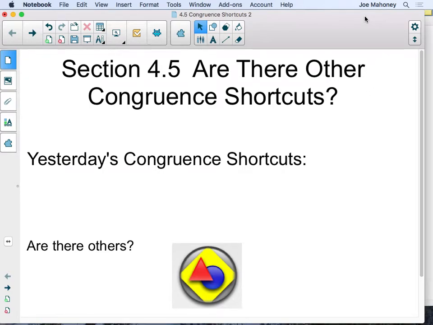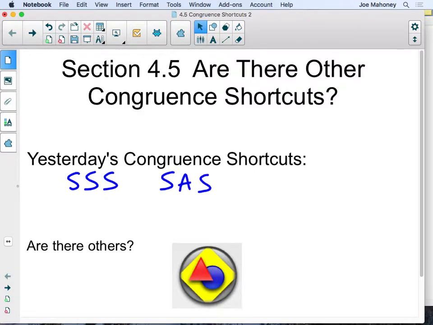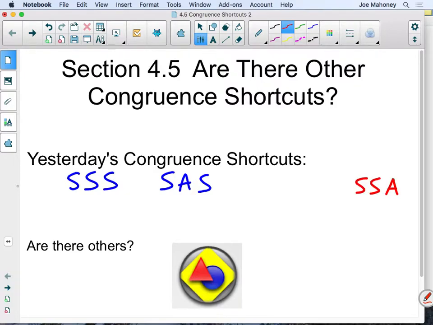So in our last class, last time we got together, we talked about some congruence shortcuts, ways to prove triangles congruent. Our first one that we did from yesterday was side, side, side. And the second one we did yesterday was side, angle, side. The one that did not work, remember, was side, side, angle. And don't spell it backwards.